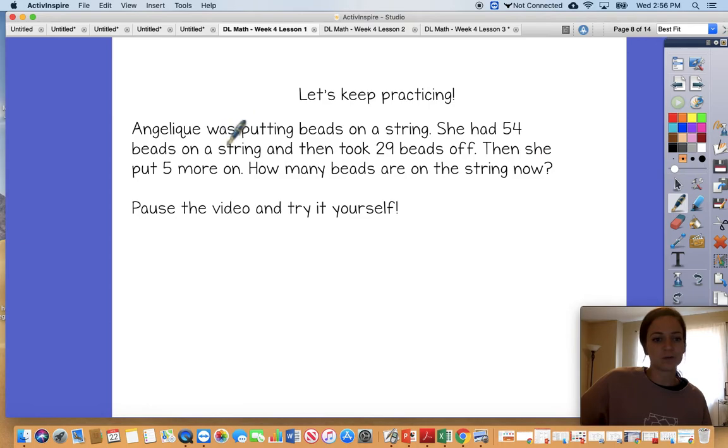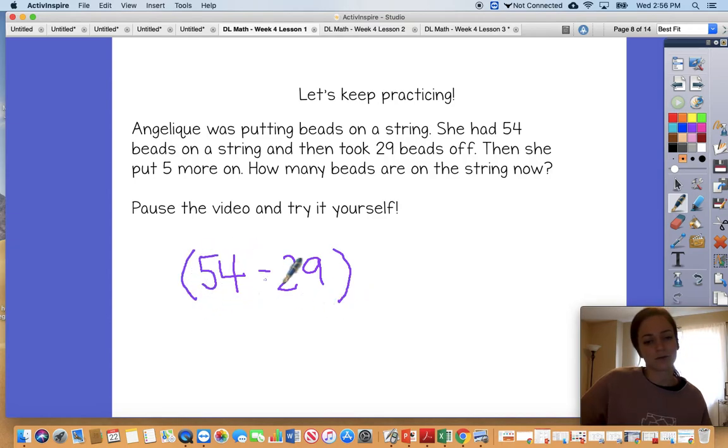She had 54 beads on a string and then she took 29 off. Then she put 5 more on. So to start, she had 54 beads, right? If she took 29 off, I will be subtracting, right? I'm getting rid of those 29 beads. So I'm going to subtract the 29 beads. Okay? I'm putting parentheses around it just because I did that first. With this problem, it really doesn't matter, but we'll talk about that later. But 54 minus 29, okay?